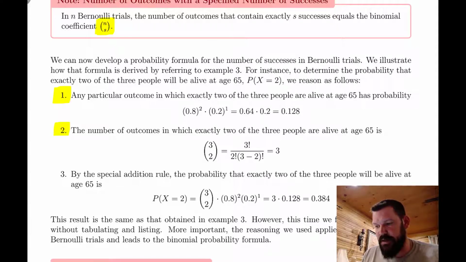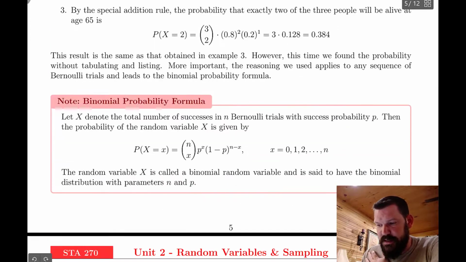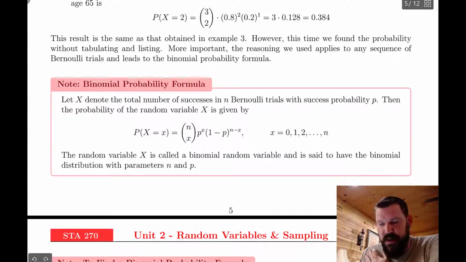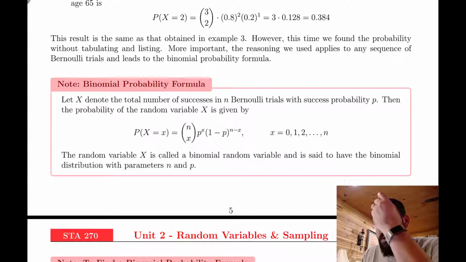So we get 3 times 0.128 is equal to 0.384. This is the notation for that formula that I just mentioned, the binomial probability formula. And when we apply it, it's going to make a whole lot more sense.